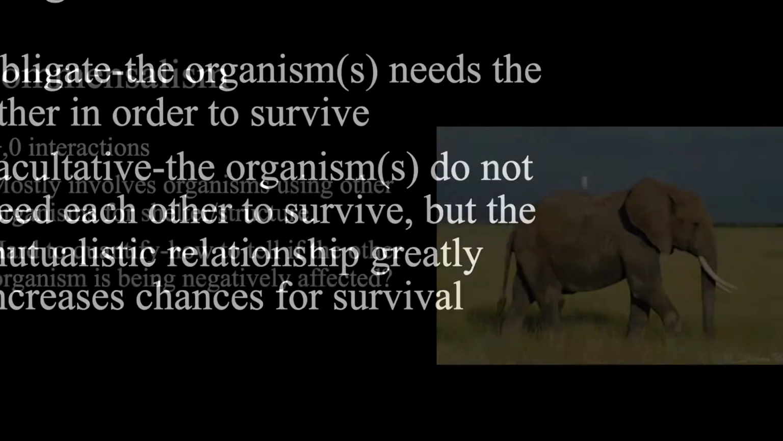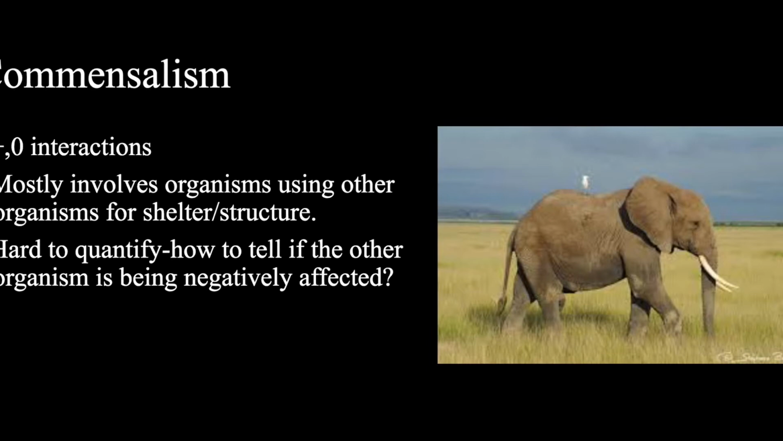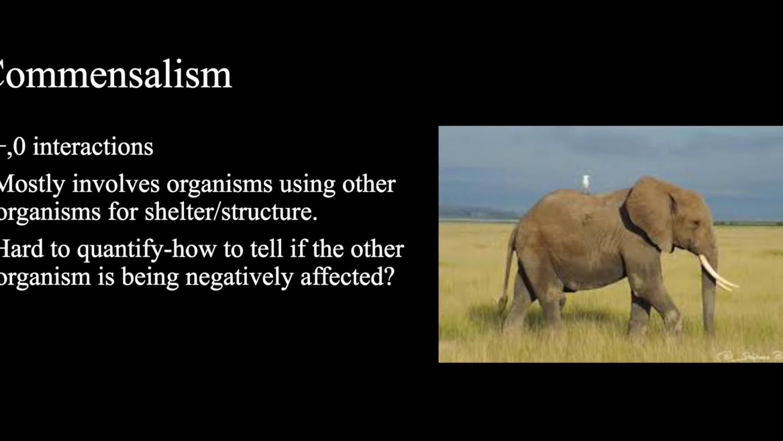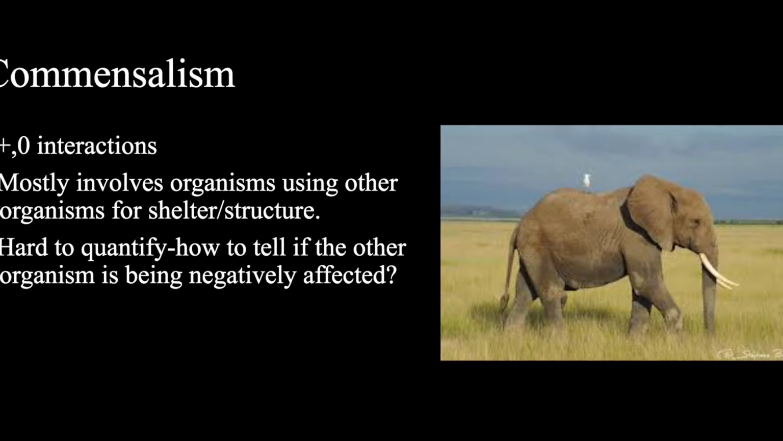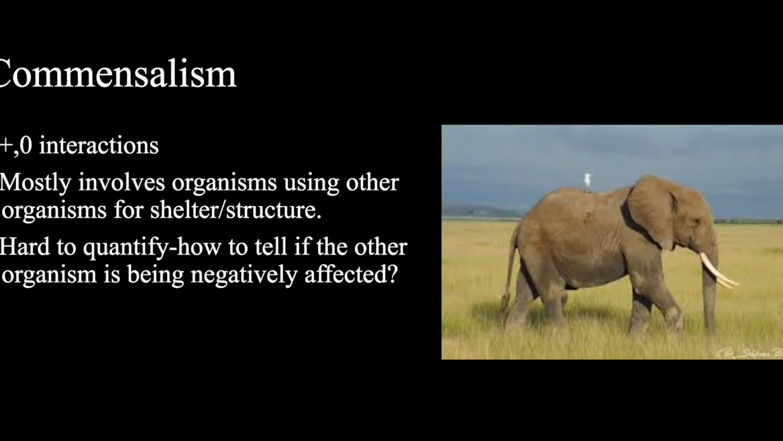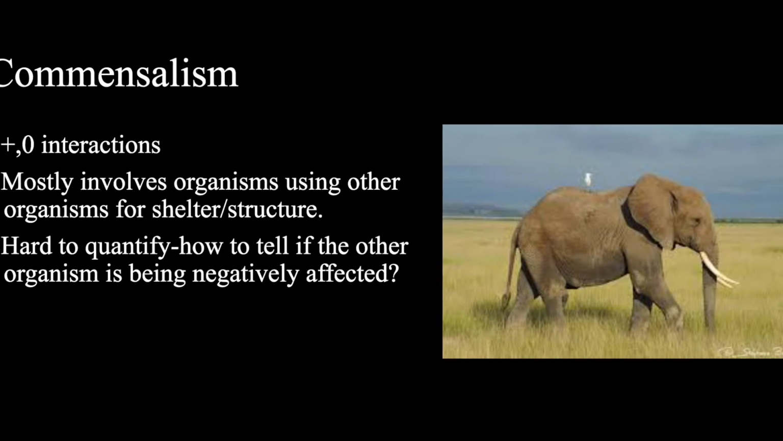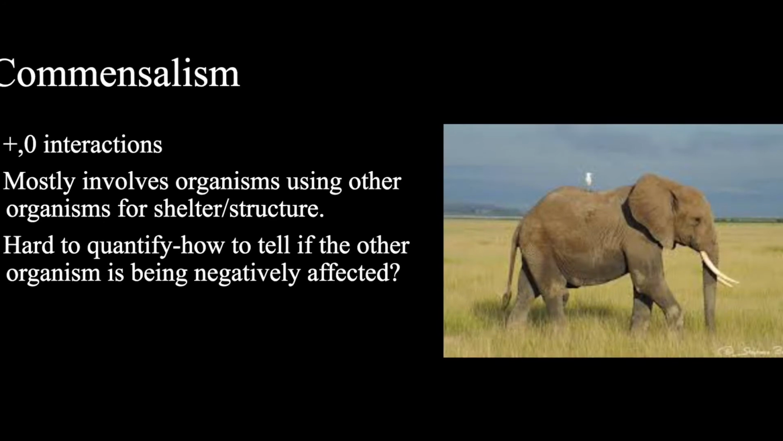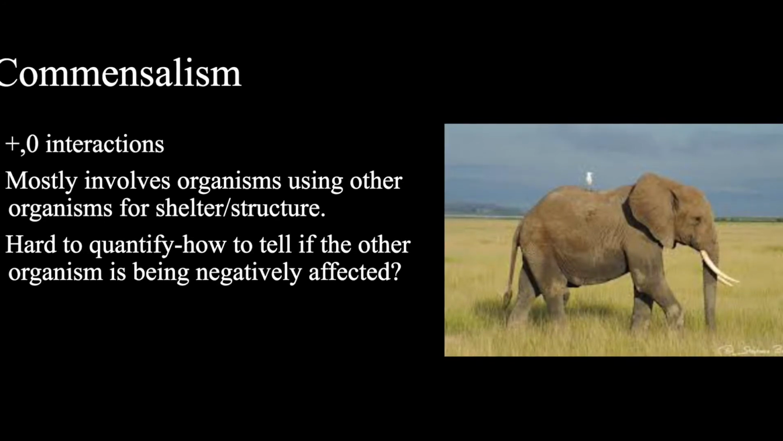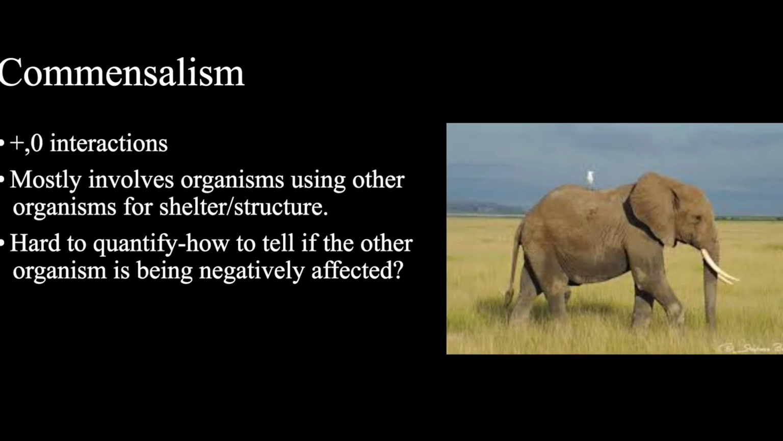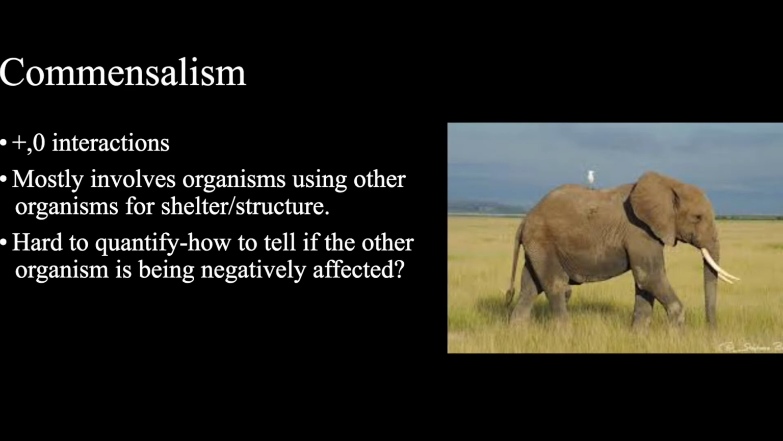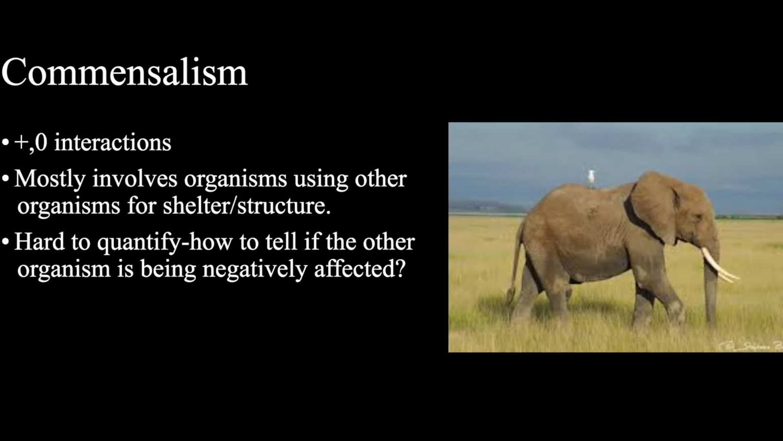It's also important to talk about commensalism when talking about mutualism. Commensalism is a type of interaction where one party benefits and the other one does not benefit but doesn't suffer any cost either. This usually comes through organisms using another one for shelter or for structure, but it's really hard to quantify these relationships because sometimes it's hard to tell if one organism is actually getting a neutral effect out of the relationship instead of being harmed or instead of benefiting.